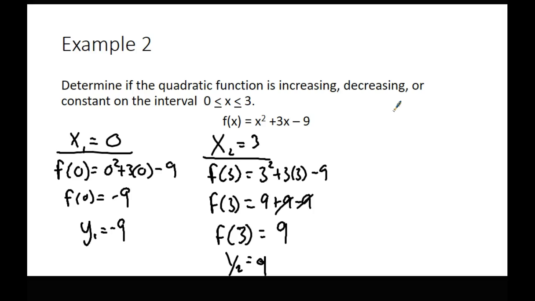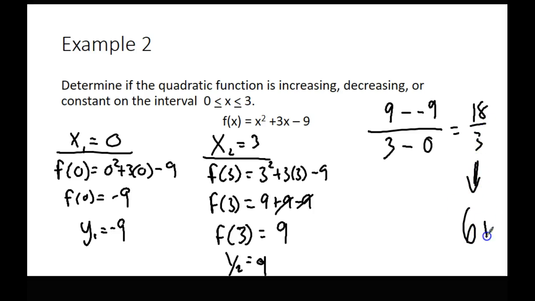So I now have enough information to find my average rate of change, which is just a fancy word for slope. So y2 minus y1 over x2 minus x1. So I end up with 18 over 3, which is 6. And that would be increasing once again. So that's how you can find your slope.